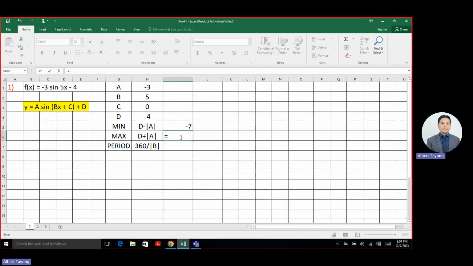And for the maximum, we have -4 plus the absolute value of -3, which will become 3. So to avoid confusion, I can do it like this. Actually, this will become -4 plus 3, because the absolute value of -3 is equal to 3. So the answer is -1.